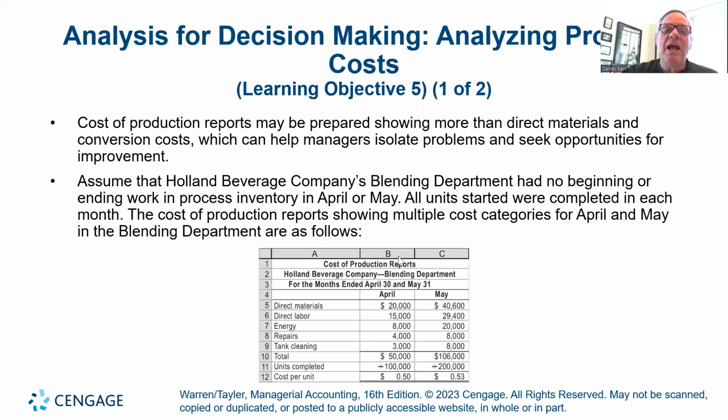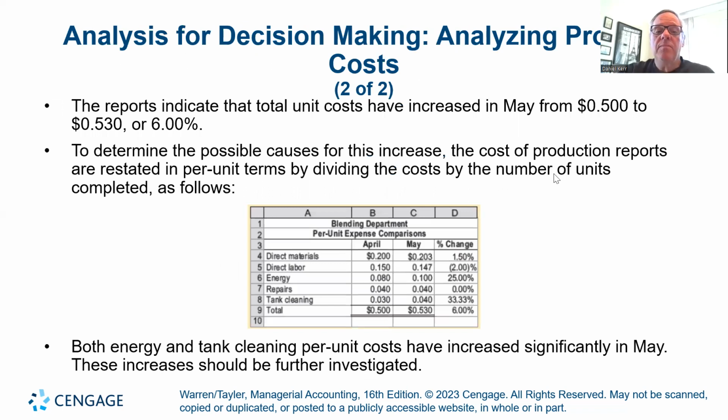Okay, next, analysis for decision making. Analyzing process costs. This is a pretty brief discussion here. We can do a cost report, and we see for the blending department, for this particular scenario, the reports indicated the total unit cost increased in May from 50 cents to 53 cents. That's a 6% increase. So why is it that the costs went up?